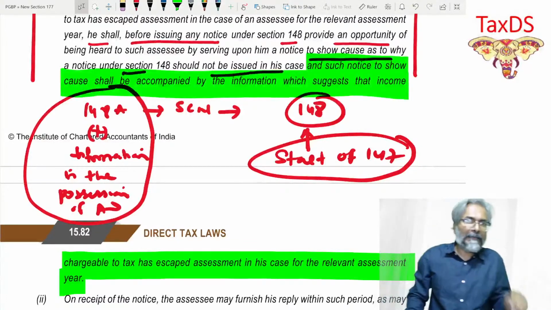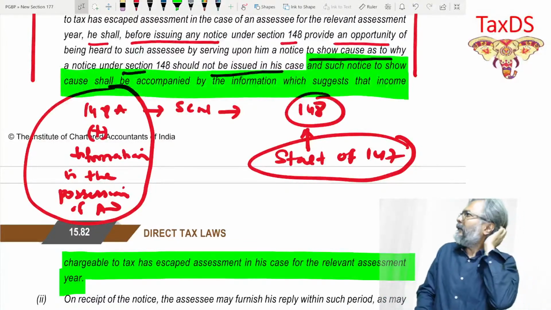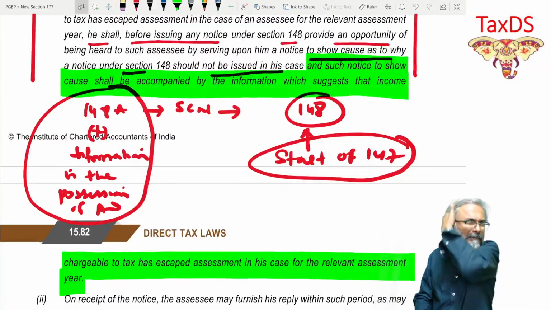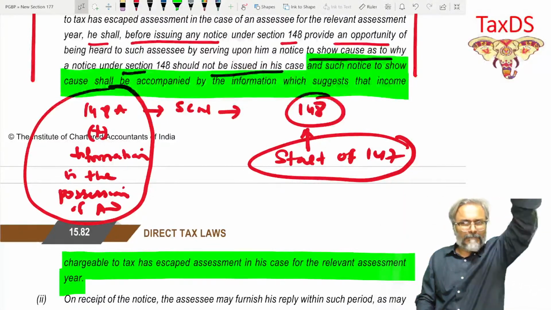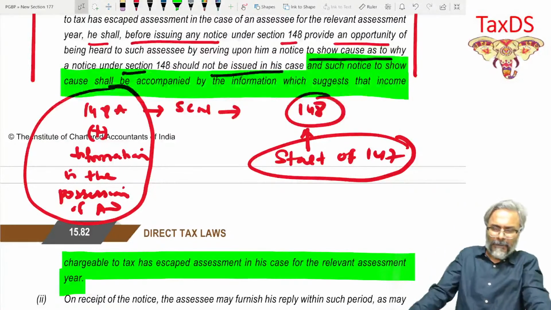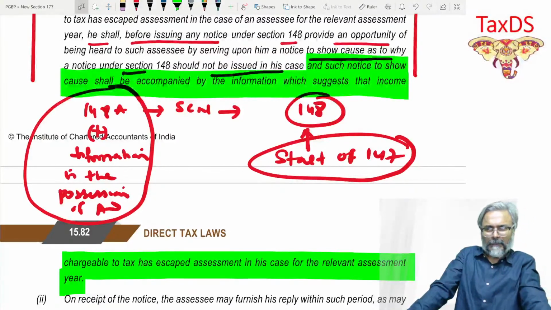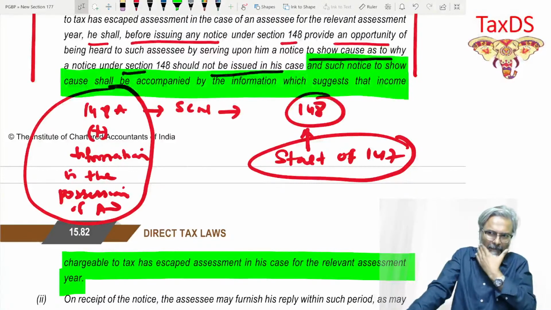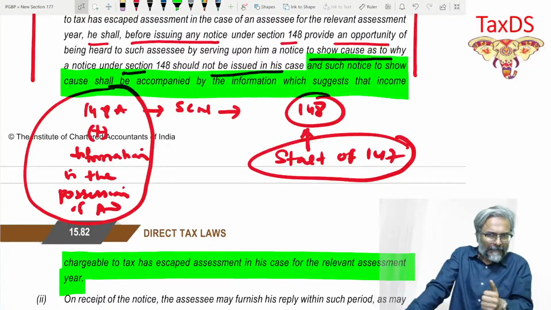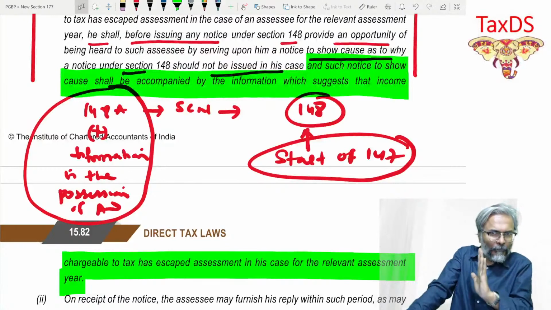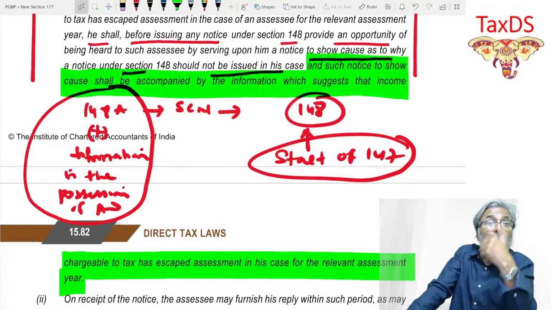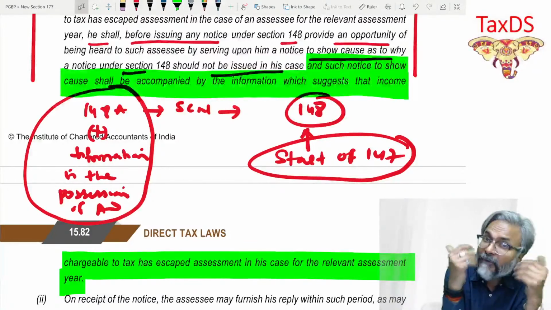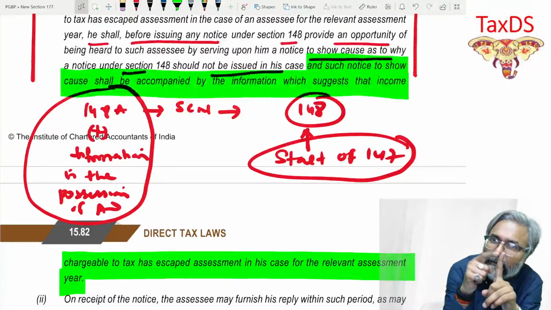Before 148A, this is actually the amendment that has happened. I don't know whether you people are aware or not. Those who have read the provision prior to 2021 or so would be aware of this point. Before 2021, students, the reason why the AO wanted to do 147 on you was not supposed to be given at all. They never used to give the reasons. They only gave the notice.